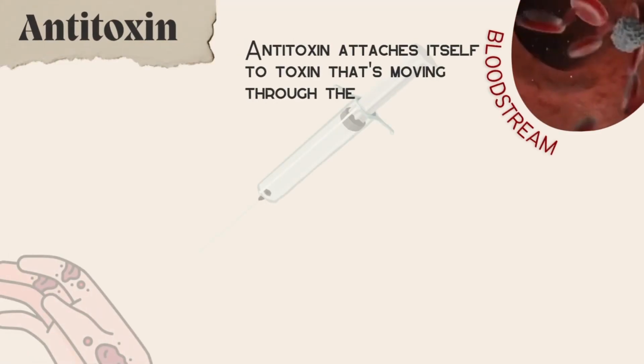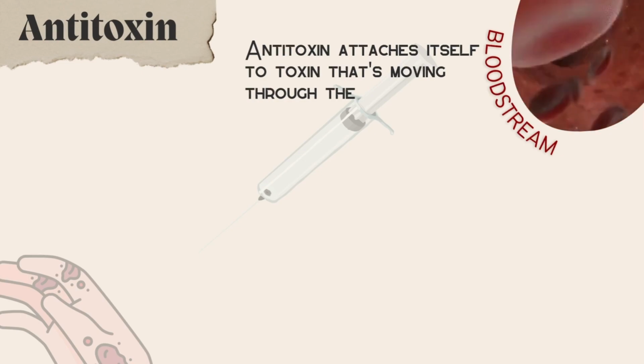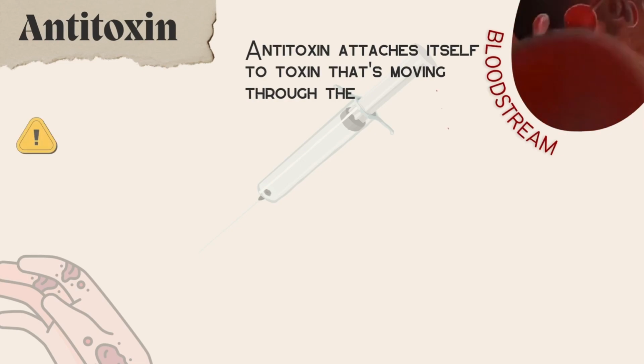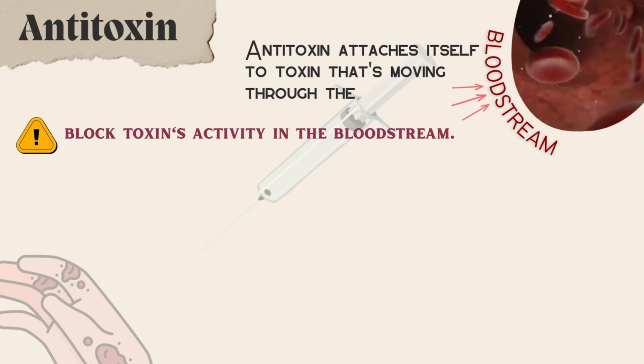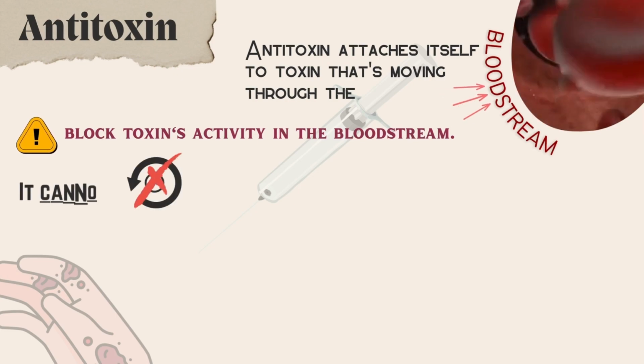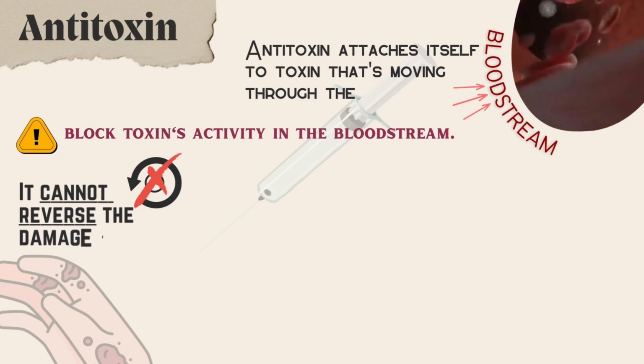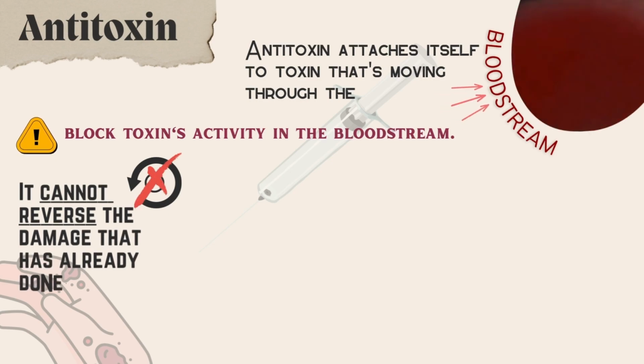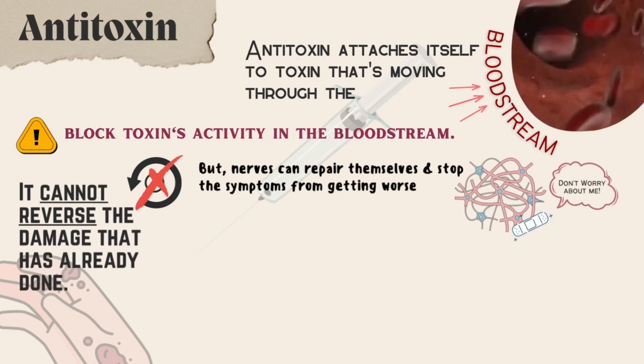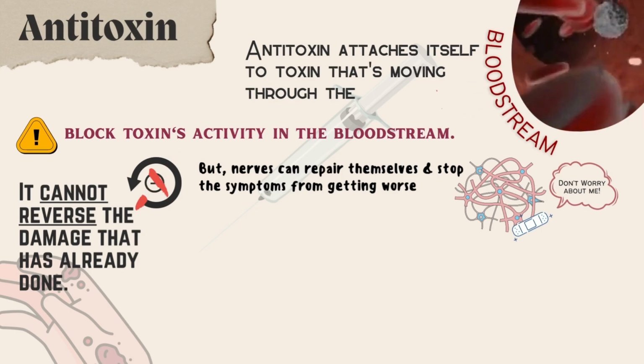What is the use of antitoxin? It moves through your bloodstream to block the toxin's activity. Keep in mind, it cannot reverse the damage that is already done, but the nerves are capable of repairing themselves, and it stops the symptoms from getting worse.